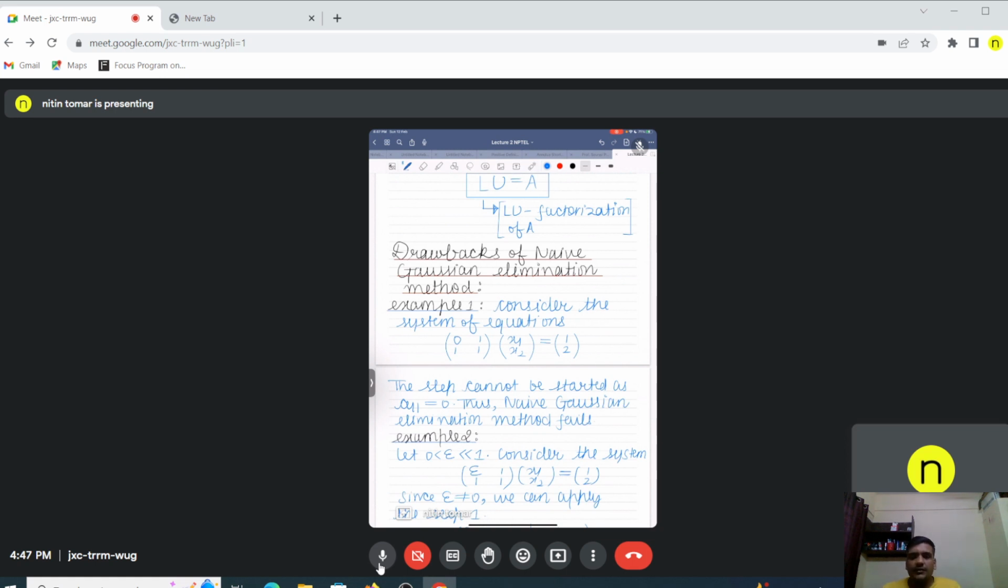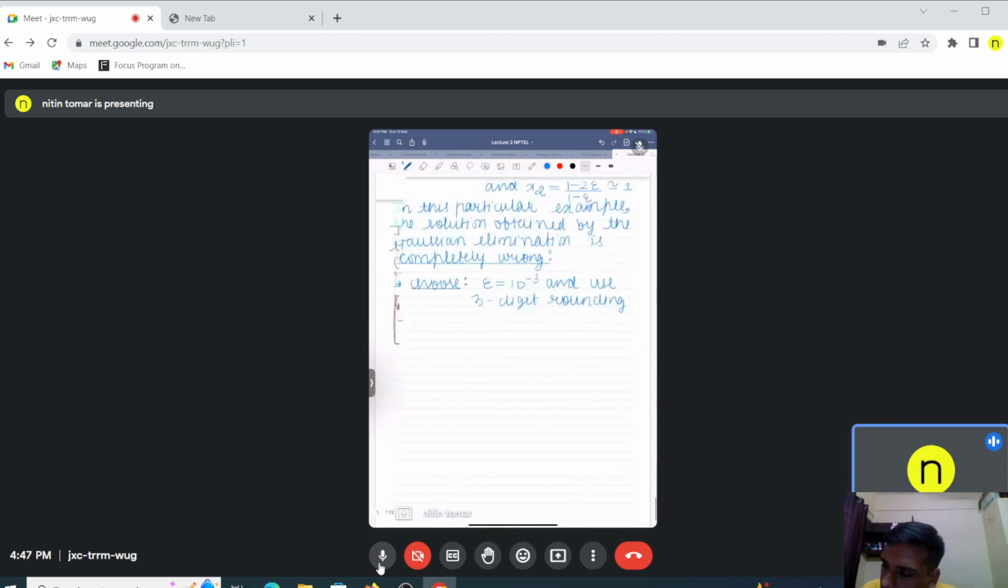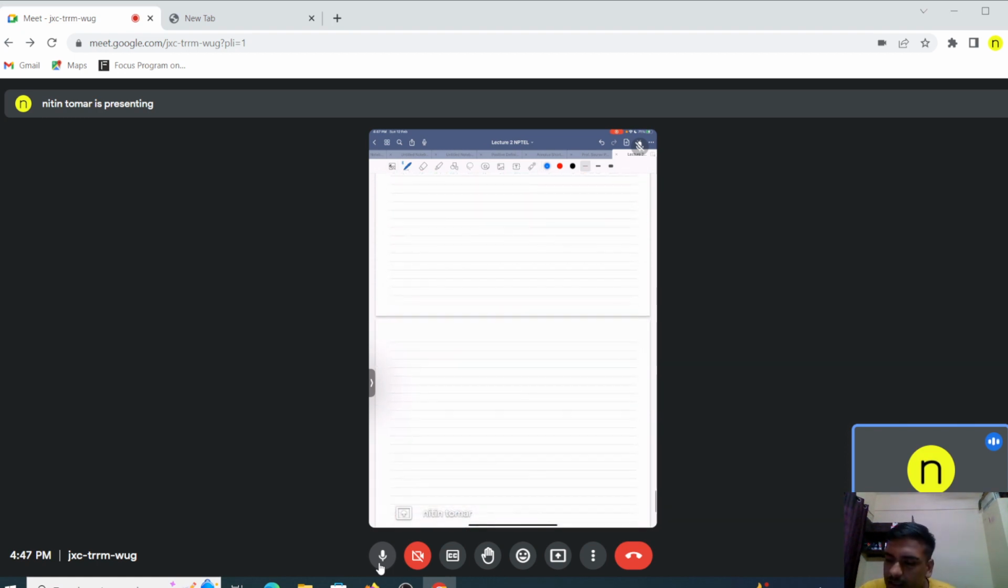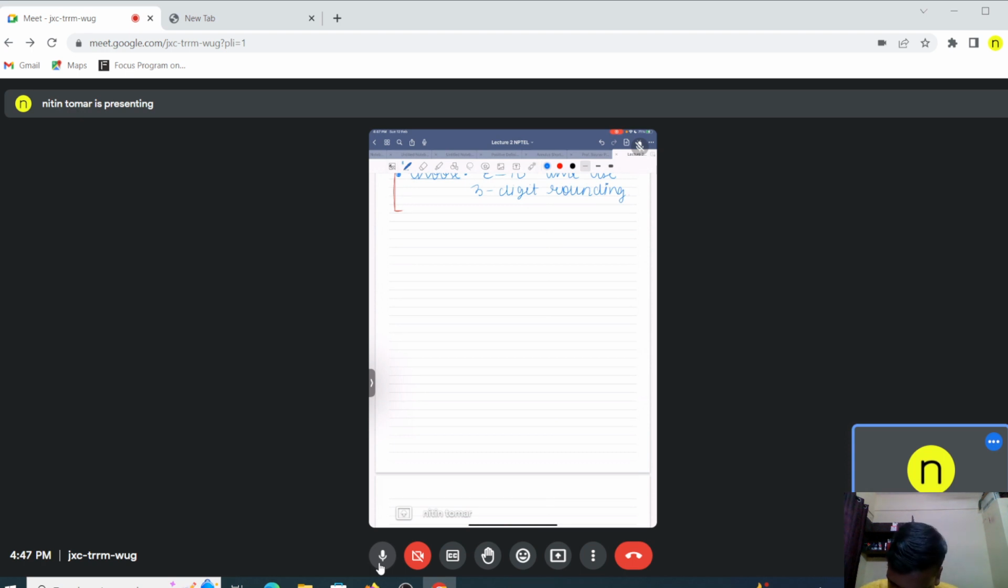Even in example one, the simplest of the 2 cross 2 system, Gaussian elimination fails. But when something fails, it does not mean it is completely wrong. This Gaussian elimination might work in some cases. So we don't need to eliminate this method. What we need to do is modify it, so let us do what we call the modified Gaussian elimination method.